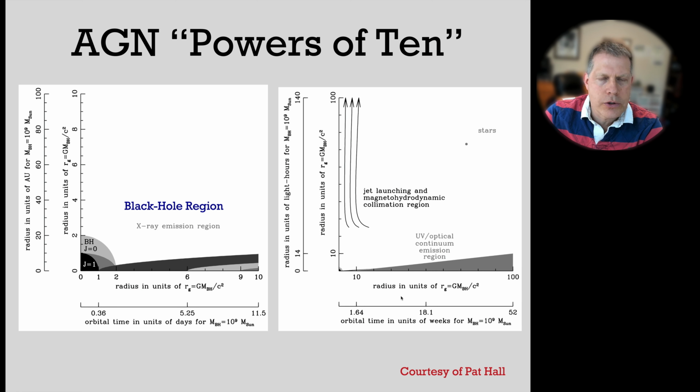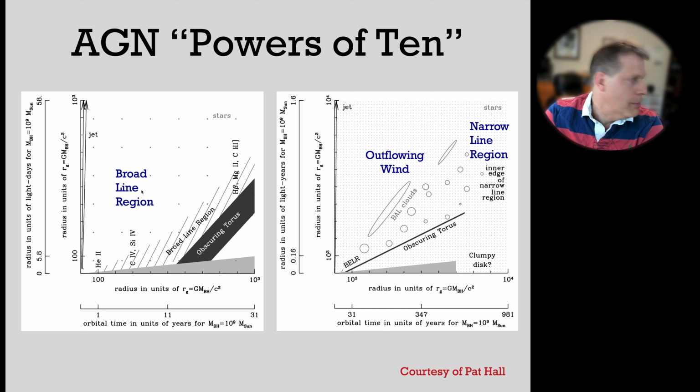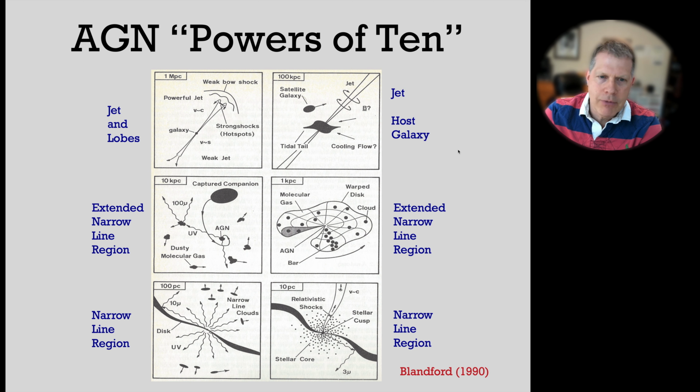In this course so far, we have spent a lot of time talking about the various physical components that make up an active galactic nucleus. We've talked about the black hole region, jets, the accretion disk, the broad line region, outflowing winds and the narrow line region, and we've even extended out to where we've talked quite a bit about the host galaxy.